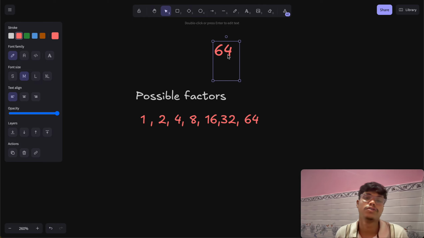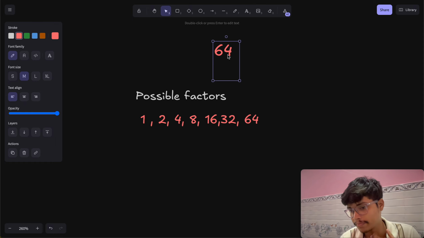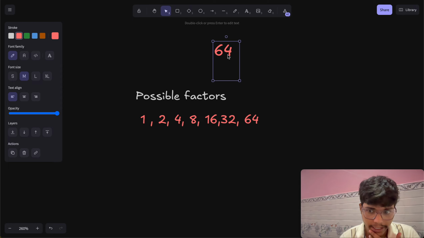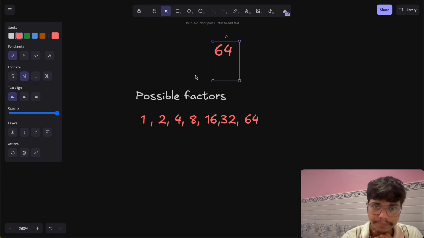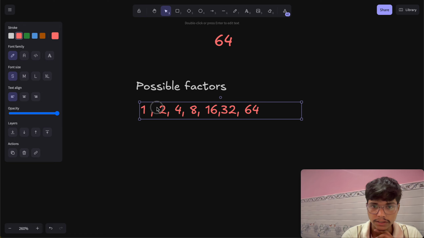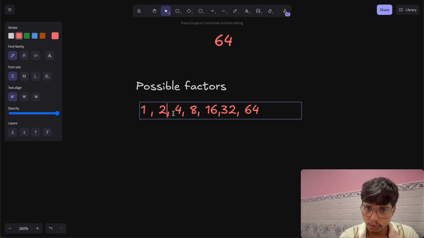So first understand. Let's suppose a number is 64, what are the possible factors? Factors mean the possible numbers that can divide 64. So there's 1, 2, 4, 8, 16, 32, 64.